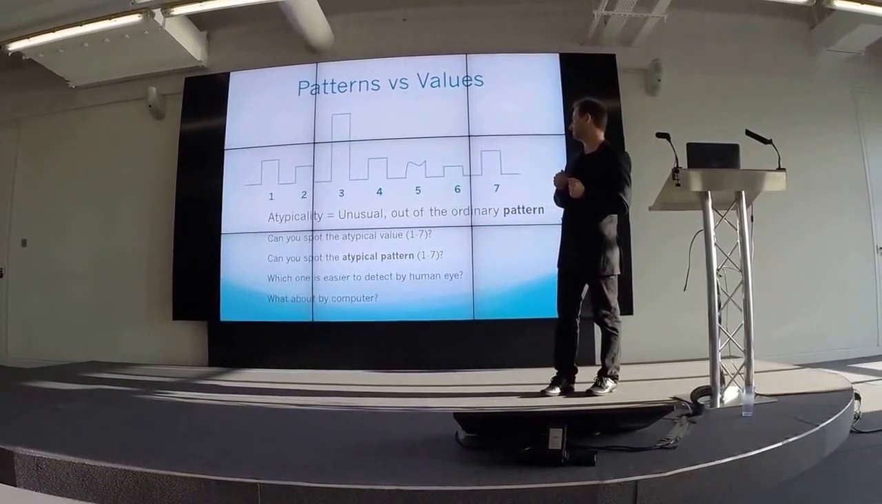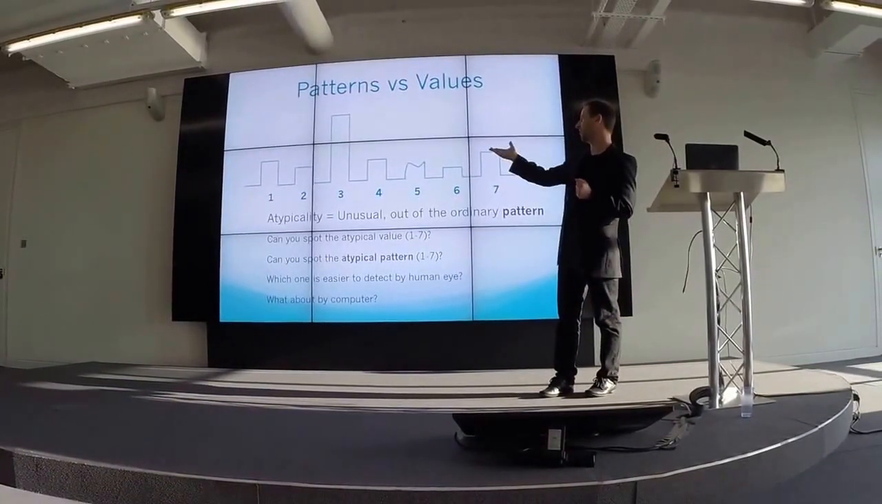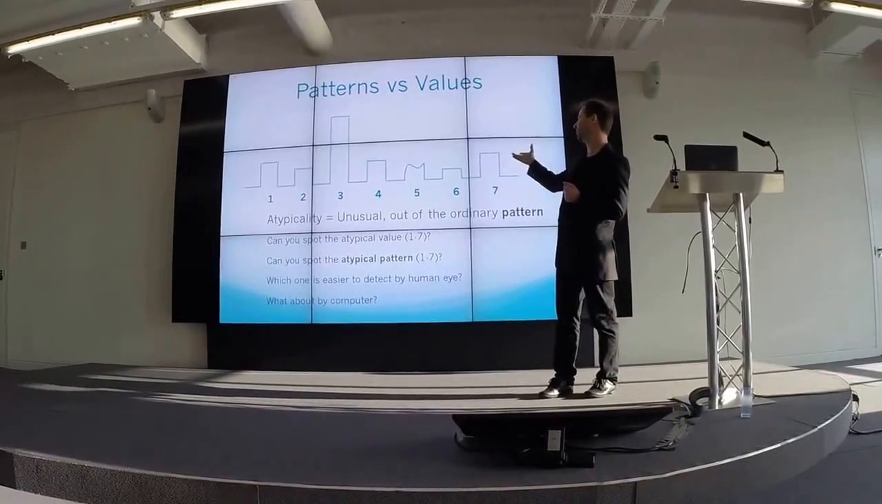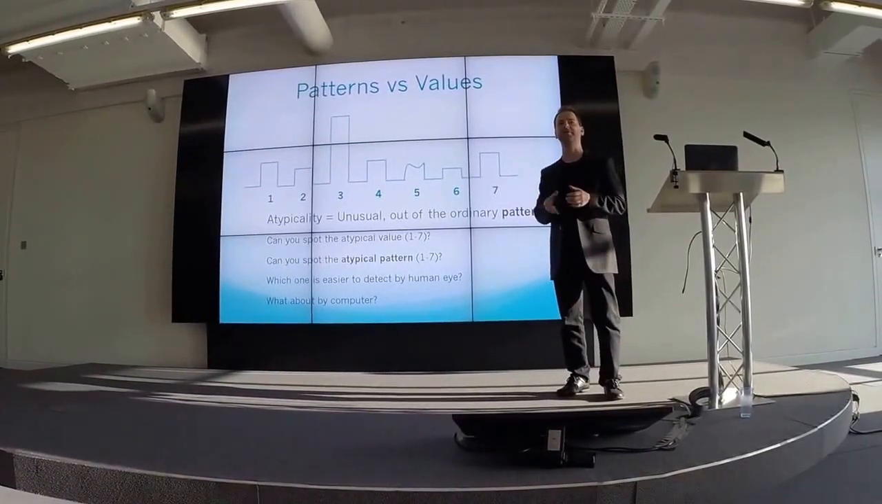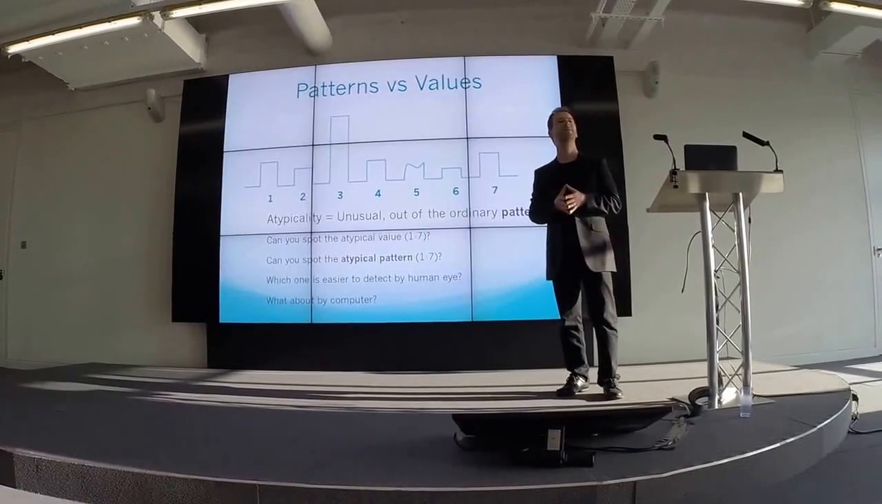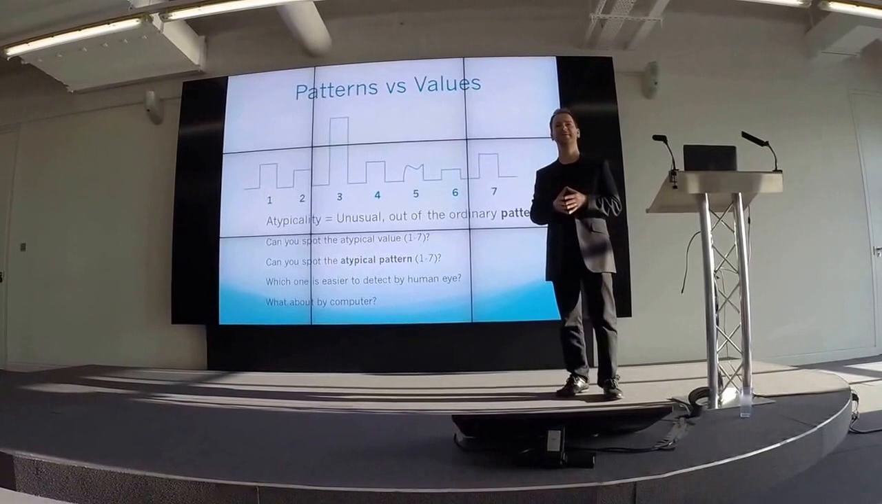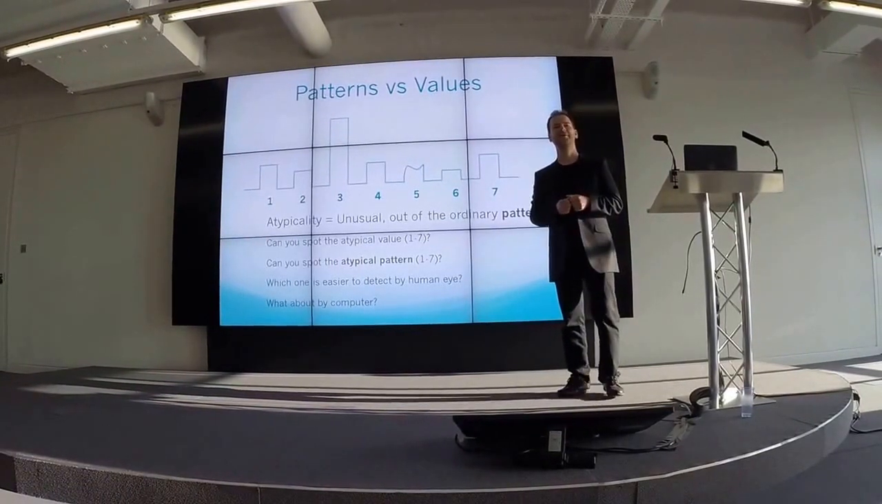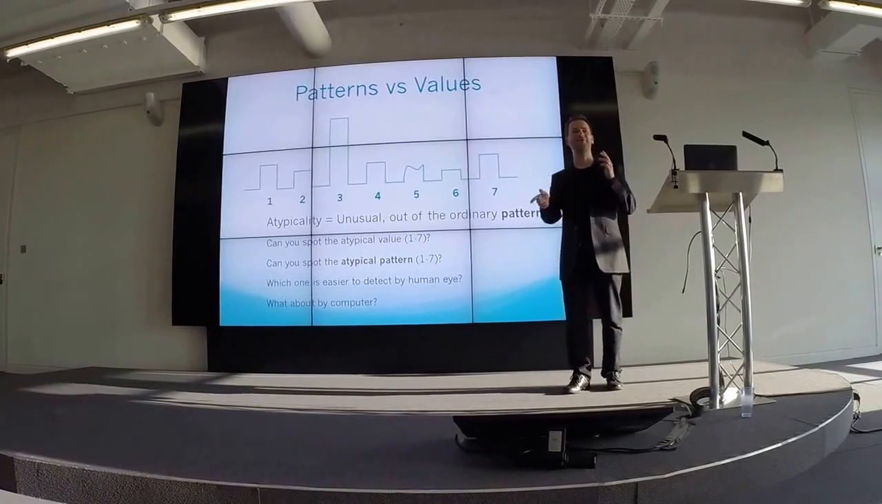So if you look at this, can you tell me where are the, from 1 to 7, where's the unusual values? 5, 3, 5. Okay, who's for 3? Okay, who's for 5? Okay. So overall, you're wrong.